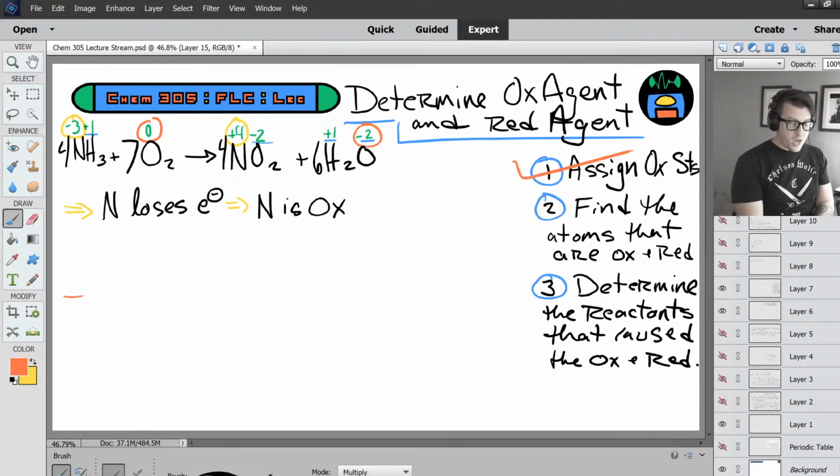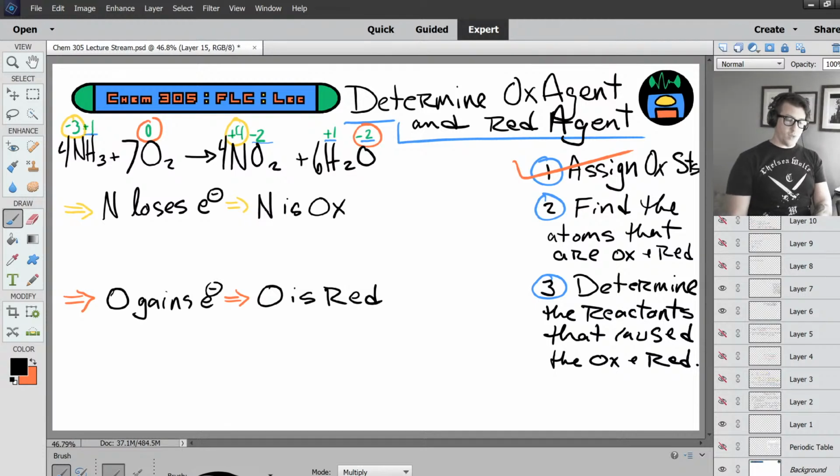When you look at how oxygen has changed, oxygen starts at 0, ends at -2. So if you go from 0 to -2, you've gained electrons. Oxygen gains electrons in this process, and gaining electrons is the definition of reduction. So we say that oxygen is reduced. All right? Now let me ask you a question. So oxygen gains electrons.